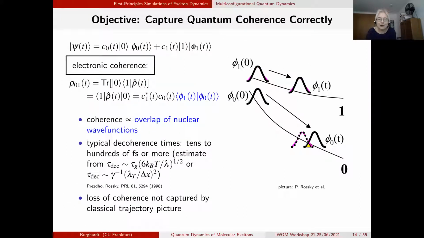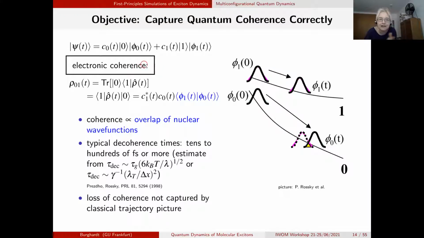Now, of course, from the perspective of trajectory-based methods, you may think this is a lot of effort, and in a sense it is, but the objective here is to actually capture quantum coherent evolution correctly, especially if short timescales are involved. And this picture illustrates it.